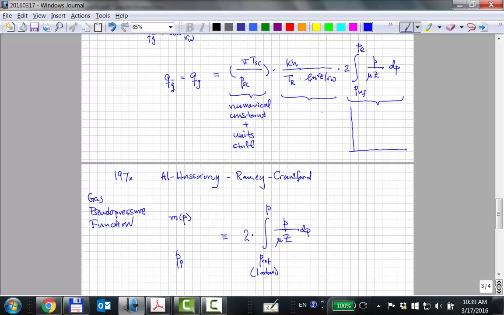So the actual function, 2p over mu z versus pressure, looks something like this. It doesn't have that little flip at the end, but it looks something like that. And if our external pressure is here and our bottom flowing pressure is here, then obviously this integral is just the area under the curve, right?